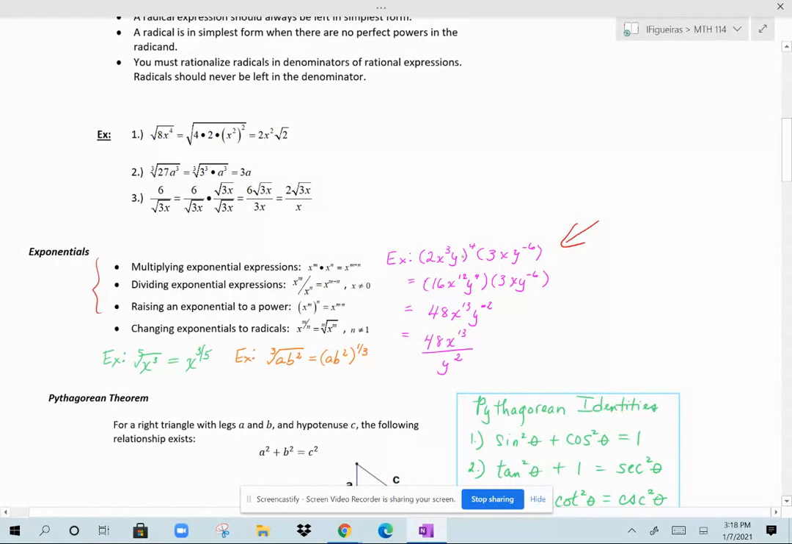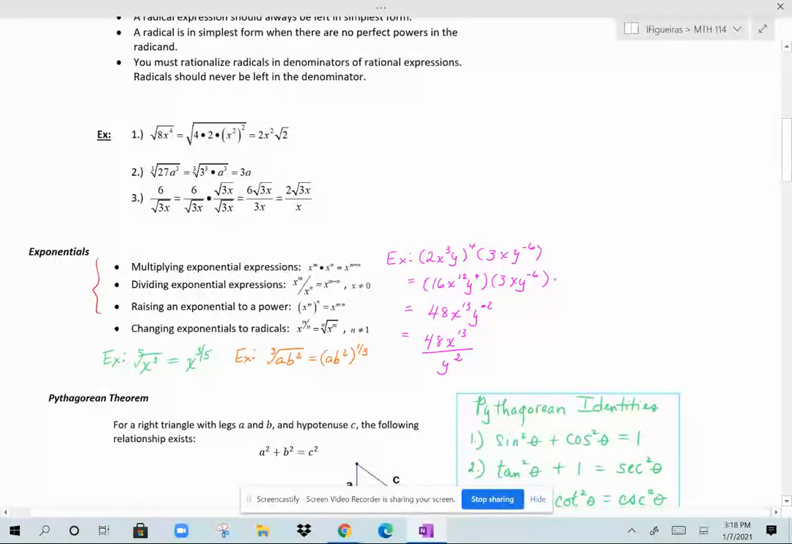So I have 2x cubed y, the whole thing raised to the 4th power, times 3xy to the negative 6. So remember, we leave our final answers without negative exponents. So if you have a negative exponent in the end, we have to adjust for that. So first I raised this to the 4th power, and so I got 16 x to the 12th y to the 4th. And then I have to multiply that result by the 3x y to the negative 6.